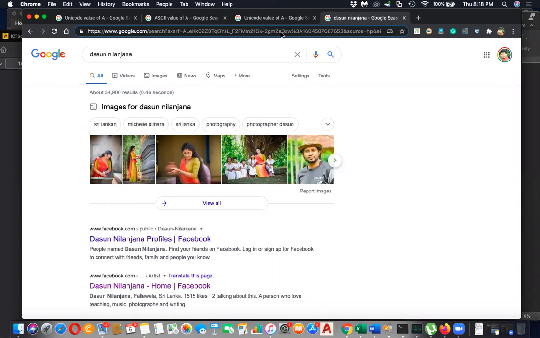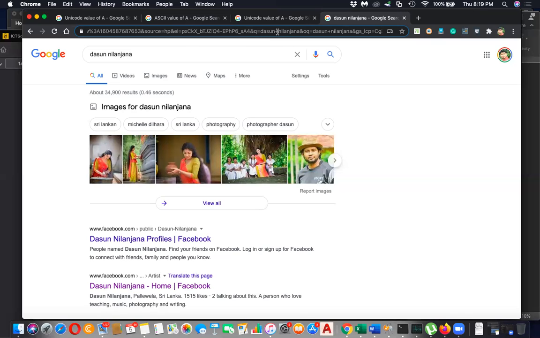So I'll forward this a little. Okay. Now can you see something here? Yeah. Dasun plus Nilanjana, right? So this URL is encoded. Encoded means it has some data which you cannot directly read. It is encoded according to some format. Encoded means it is represented by using its own code, a mechanism. This is called URL encoding.